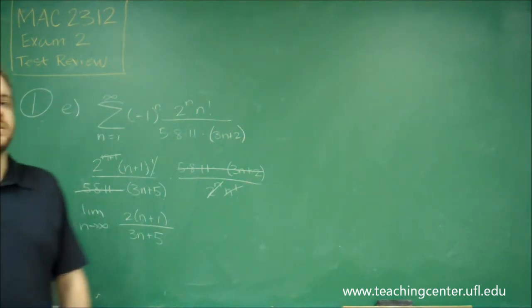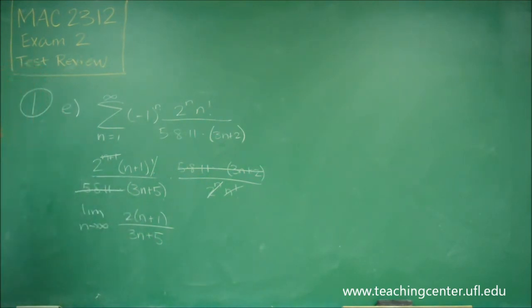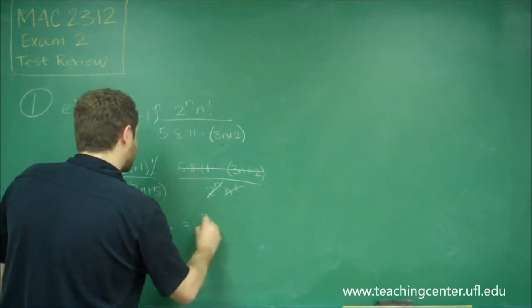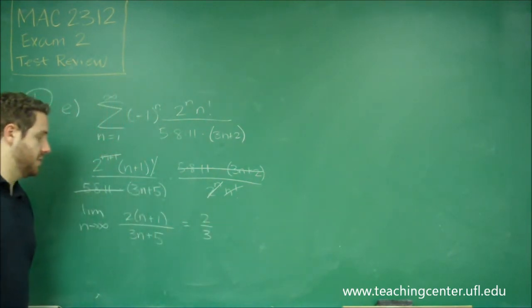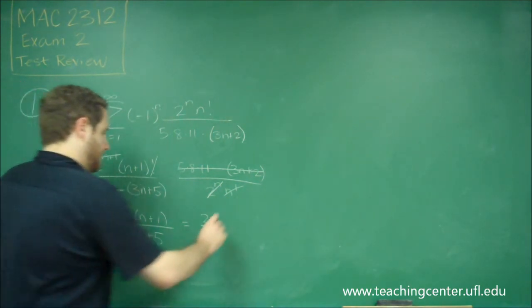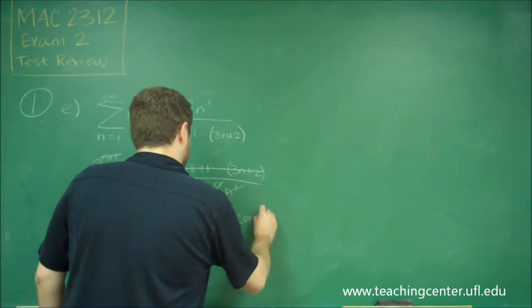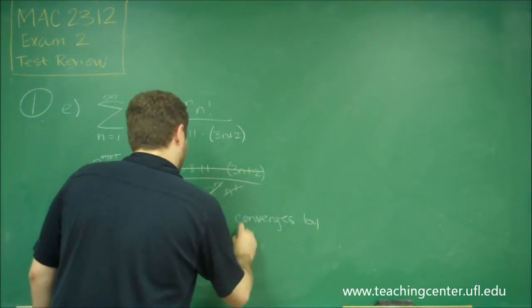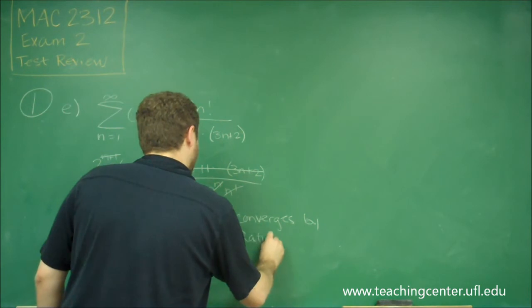So for the ratio test, we're doing the limit as n goes to infinity of this. And remember that if it's less than 1, we have convergence. Well, these are the same degree. They both have n. Our coefficients are 2 and 3. So this is 2/3. 2/3 is, of course, less than 1. So we would say that this converges by the ratio test.